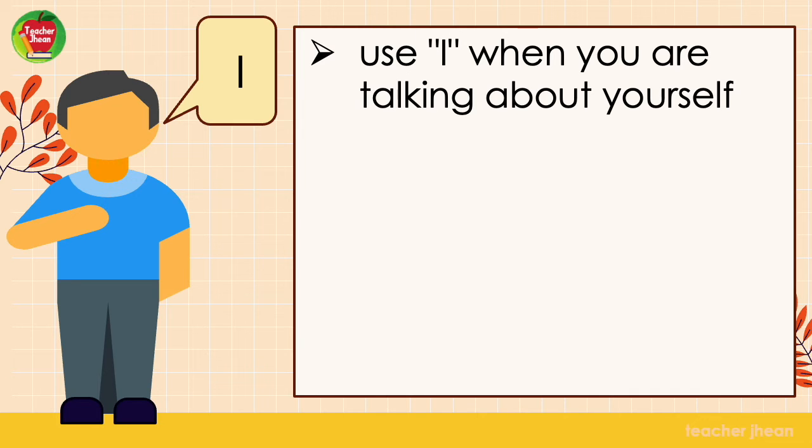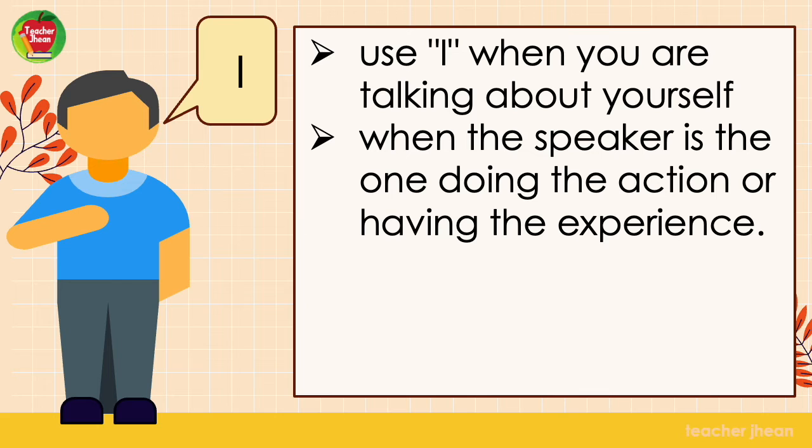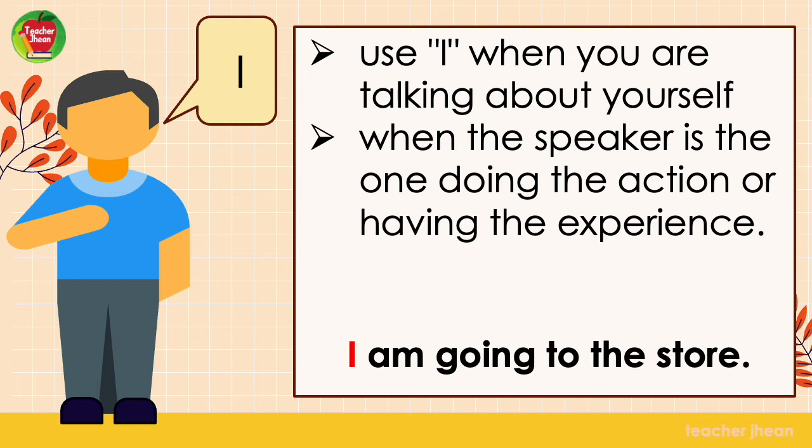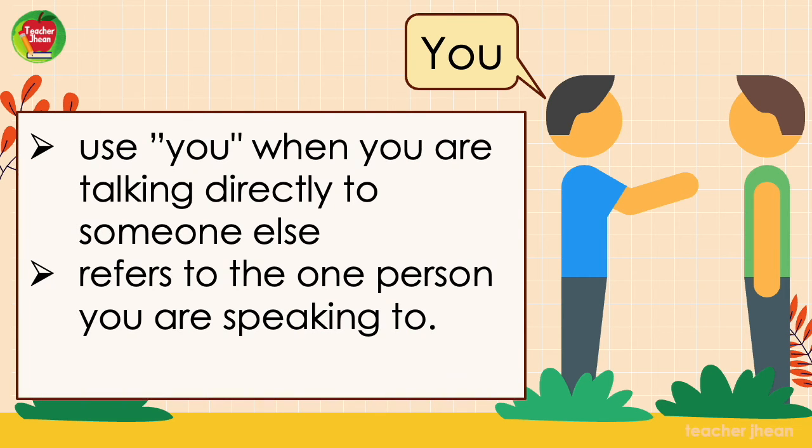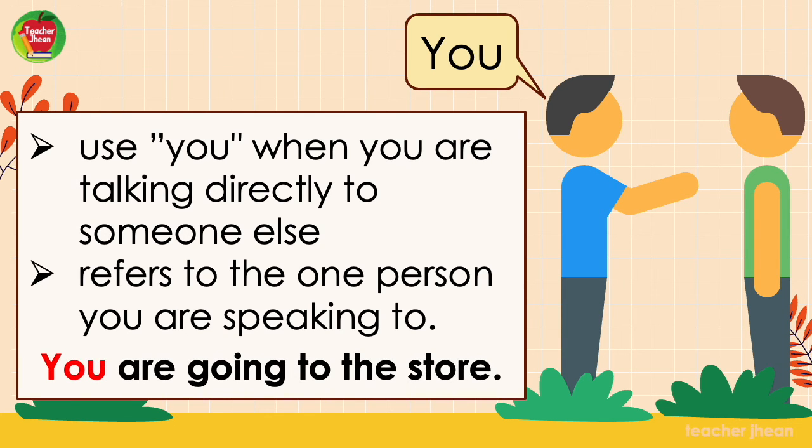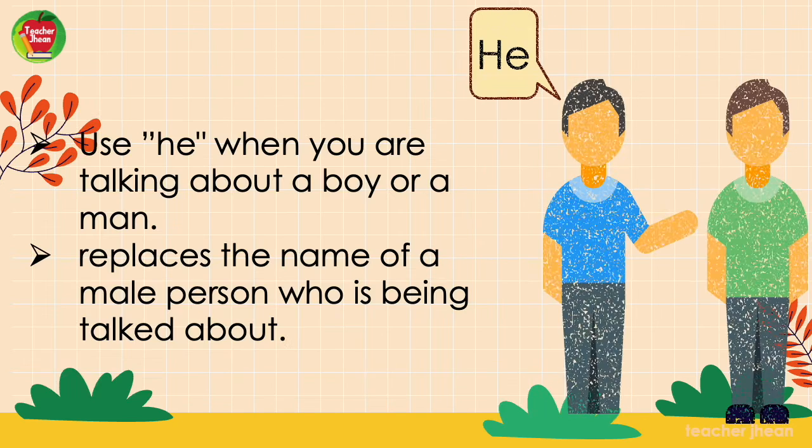Use I when you're talking about yourself. When the speaker is doing the action or having the experience. Example, I am going to the store. You. Use you when you're talking directly to someone else. You refers to the one person you're talking or speaking to. Example, you are going to the store.